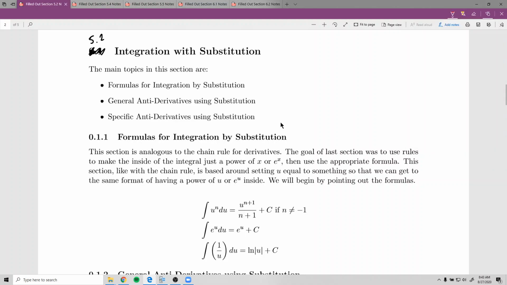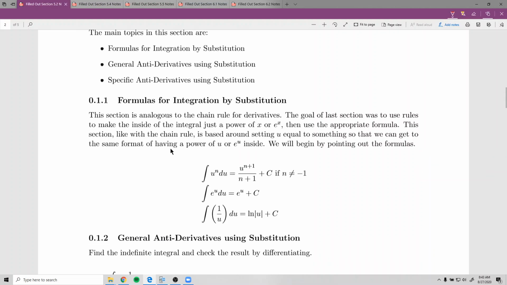All right. So substitution really pops up. It becomes necessary if you can't do what we did last time. I'll remind everyone, the goal of last section was to use our integration rules to make the inside of the integral just a power of x, or e to the x. Then use the appropriate formula, so either the power rule, or the e to the x rule, or the one that came out to be the natural log.